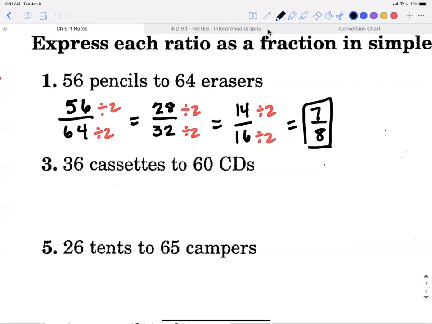Now, if you had known right off the bat, if you're great at multiplication facts and it jumped out at you that they're both divisible by 8, and I'm writing this backwards, please forgive me. 56 divided by 8 is 7, 64 divided by 8 is 8. You would have gotten this right here in 1 step instead of 3. It's fine. If you had gotten to this step right here and recognized they were both divisible by 4, great. You've gotten 7 over 8. Either way, whether you take it in small chunks or one big chunk, you should still end up with 7 over 8.